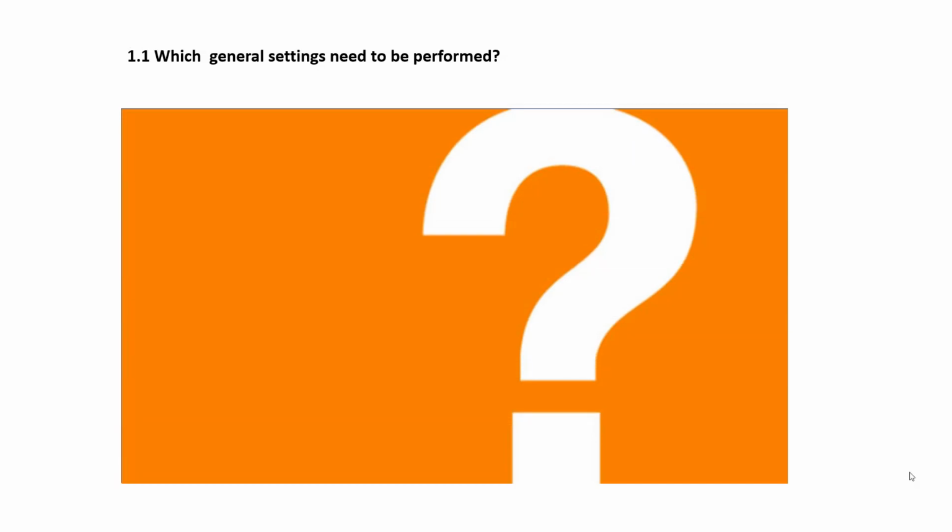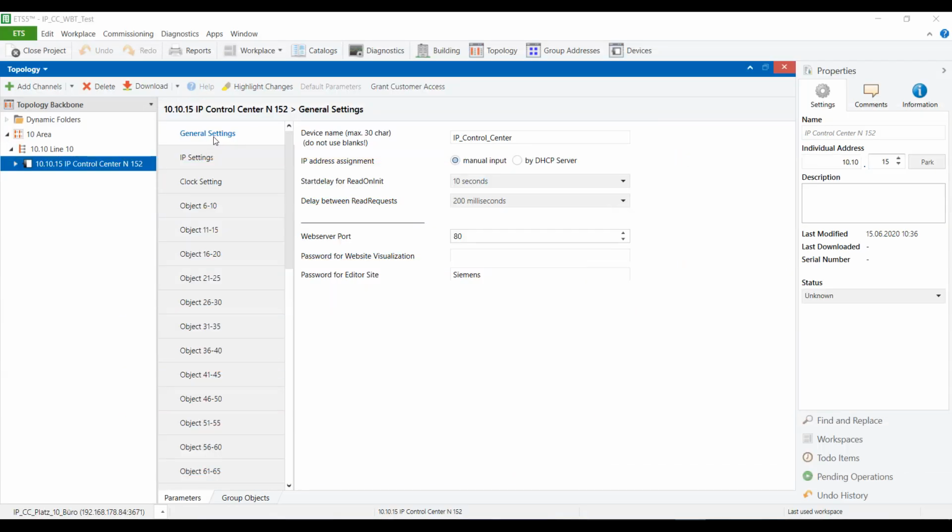1.1. Which general settings need to be performed? For the general settings, open the parameters of the device in the ETS. First, assign a name for the device with a maximum length of 30 characters.